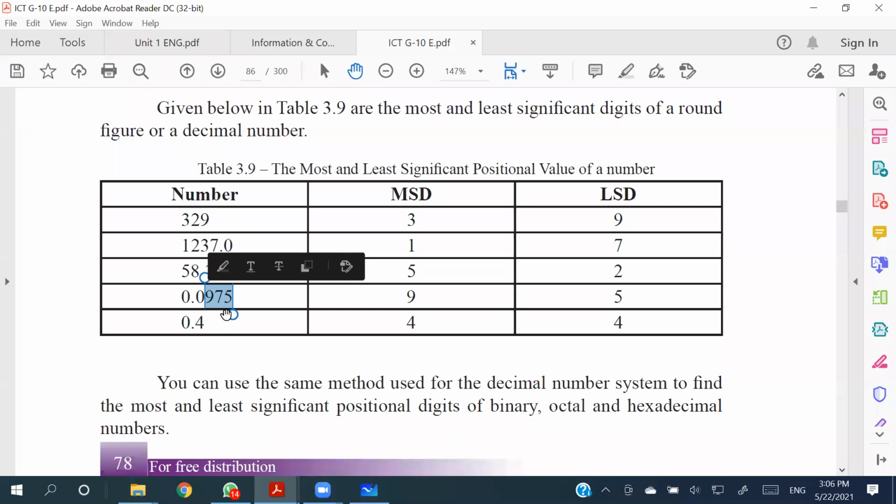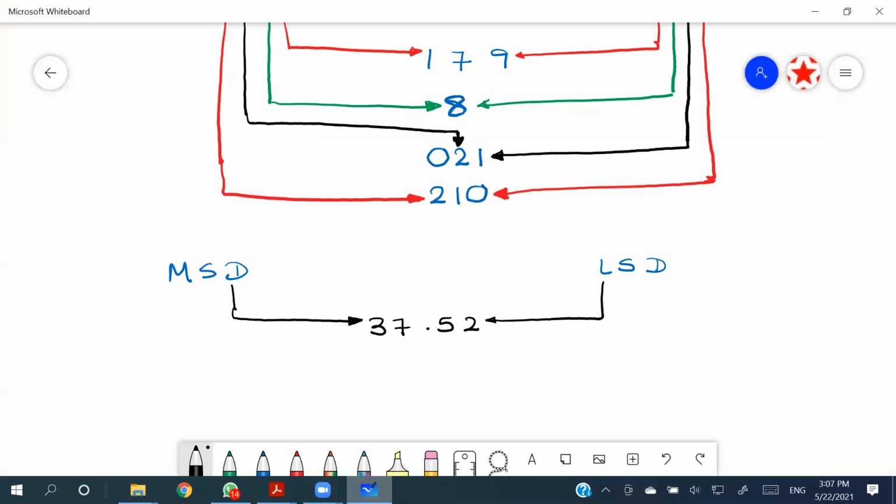Right? And 5 is going to be the LSD. In 0.4, again, 4 is going to be the leftmost value, as well as the MSD, most significant digit, as well as the LSD, least significant digit. Right, now if I illustrate it here, so let's take the variations. If it's going to be 3.70.